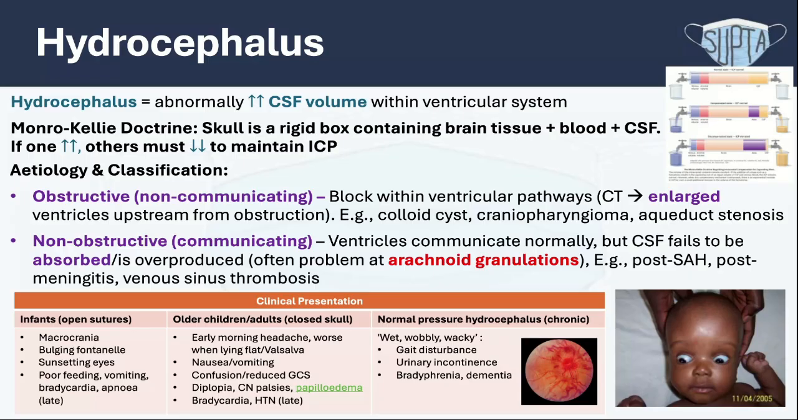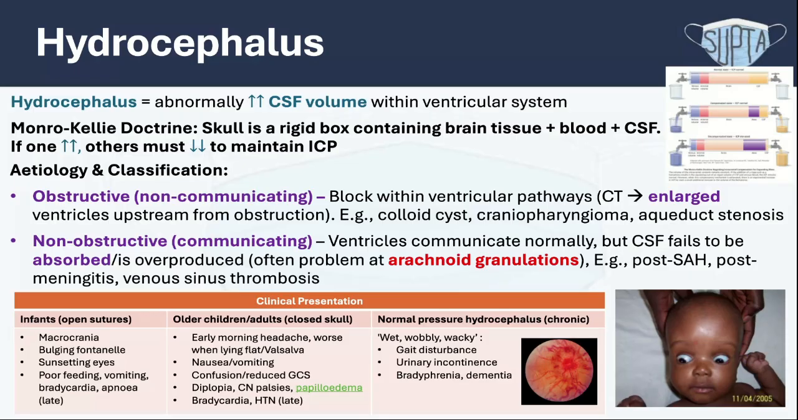So this links very nicely to the Monro-Kelly doctrine I was talking about earlier. I didn't go into much detail on that earlier: the skull is basically a fixed rigid box containing brain tissue, blood, and CSF. If one of these increases, for example because of a tumor or a bleed or excess CSF, the others initially have to decrease to compensate, often by displacing CSF first, but that compensation only works up to a point. Once the reserve is exhausted, intracranial pressure rises, and that's when patients develop headaches, vomiting, and reduced consciousness.